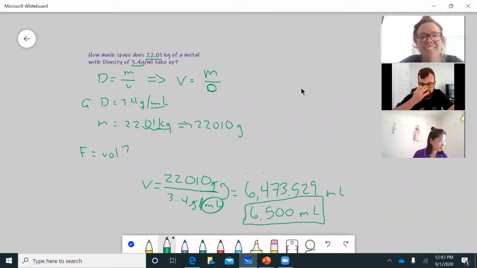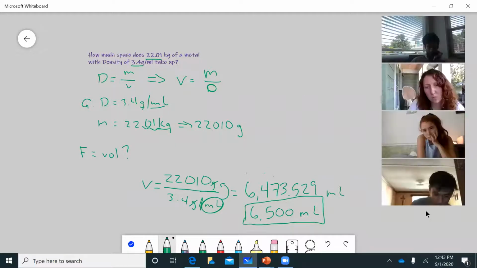Any questions on that? Any questions on needing to have consistent units? Because that definitely needs to happen. Whenever you're plugging things into an equation, you always want your units to be matching up.